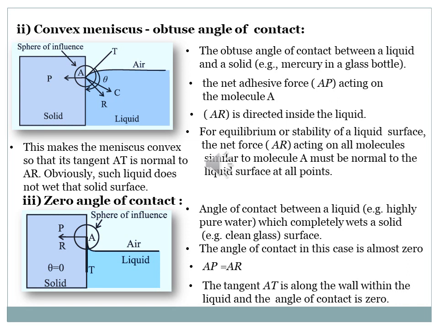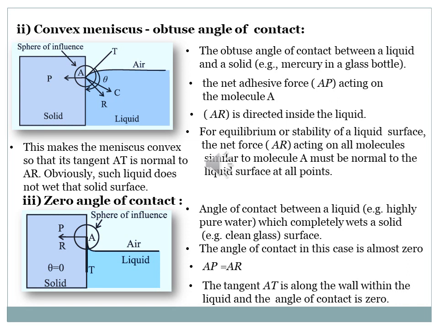Now, what happens if the angle is 0? We have seen when the angle is acute, it will give you a concave meniscus. When it is obtuse, it will give you a convex meniscus. Now, when the angle of contact is 0, what happens over there?